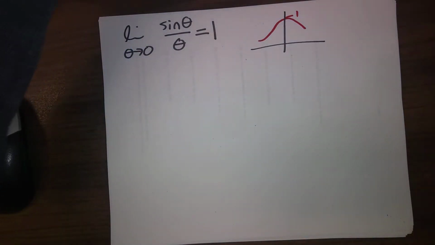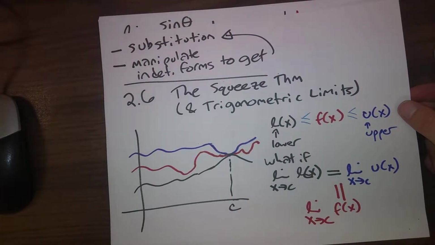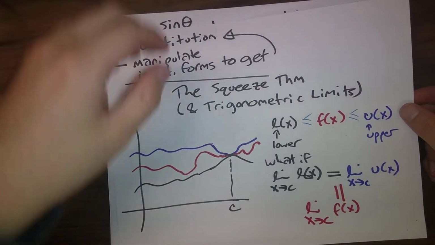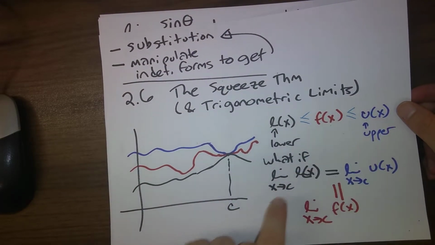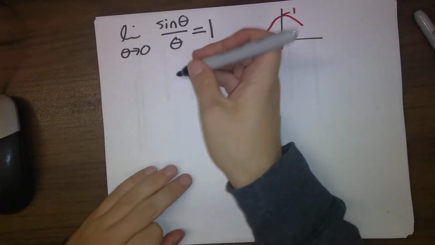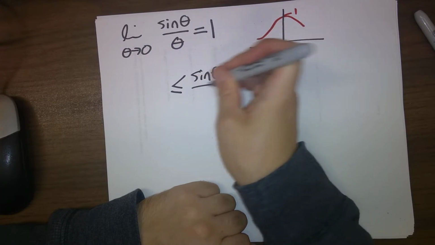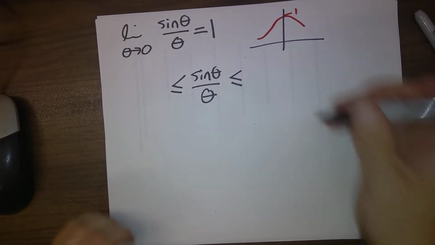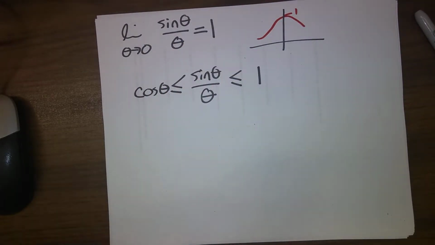So the squeeze theorem, recall that we are looking for upper and lower functions that bound our function from above and below, where each one of these we can easily calculate the limit of, and those two limits need to equal. So we're looking for two functions that are going to bound sine theta over theta, and as it turns out, those functions are going to be 1 and cosine theta. So now our work is basically in two parts.